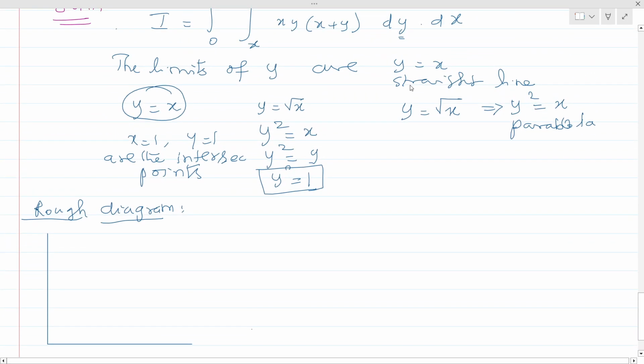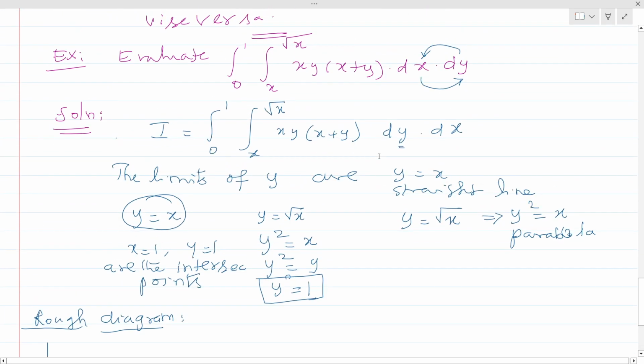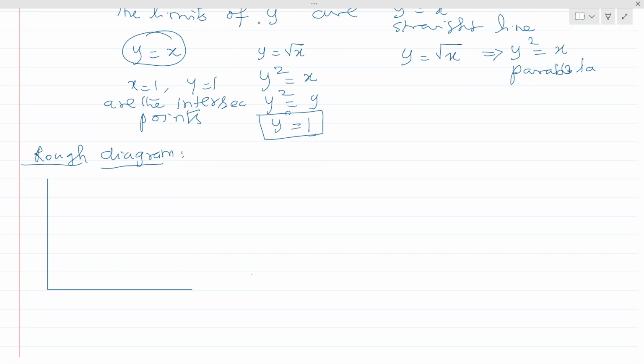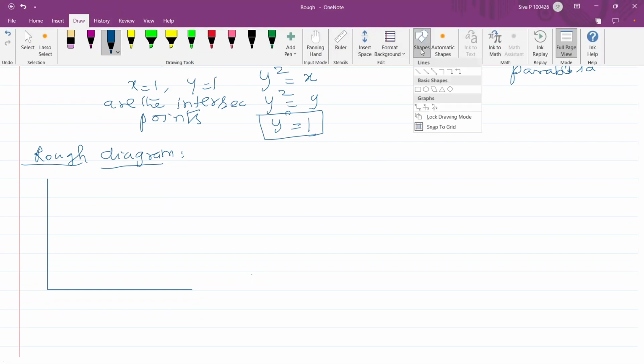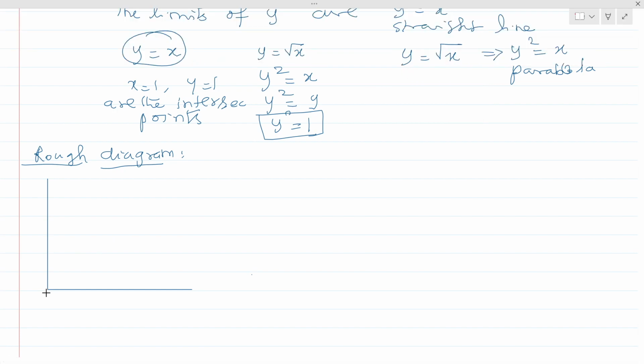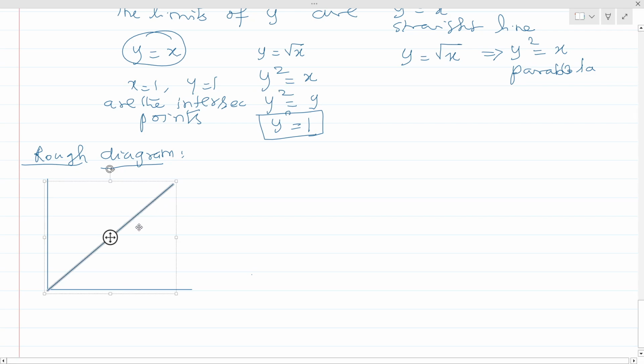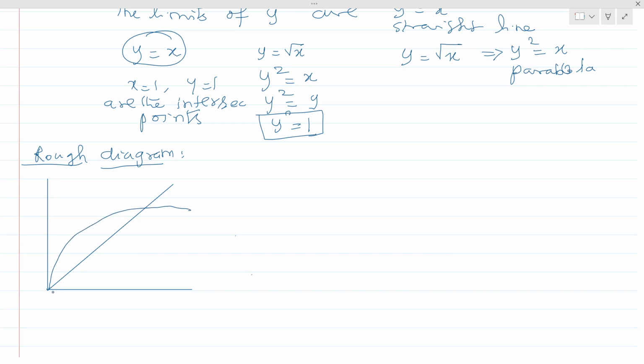Y equal to x is one shape. It is a straight line, a 45-degree straight line. So you can take the straight line here. The second one is the parabola. What is the parabola? Y square equal to x. This one is the parabola.